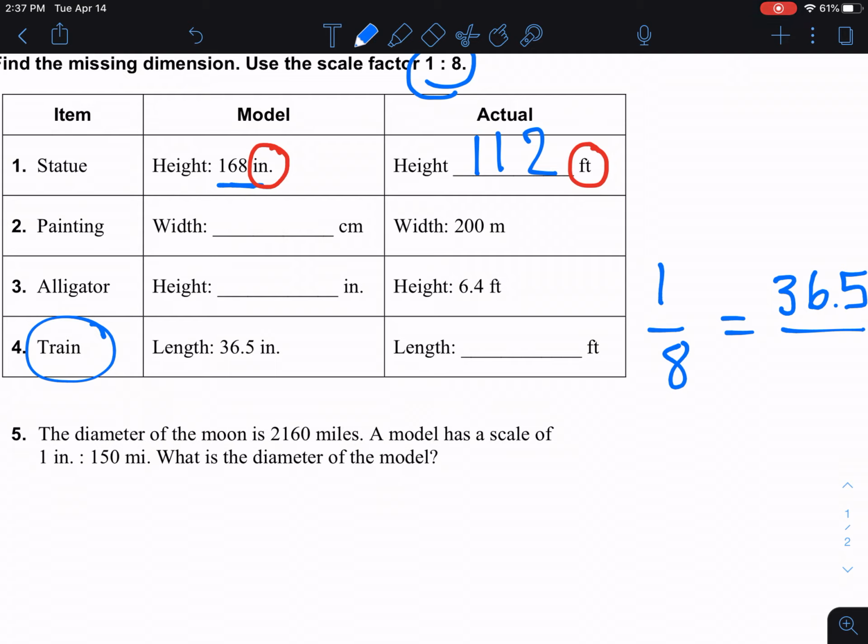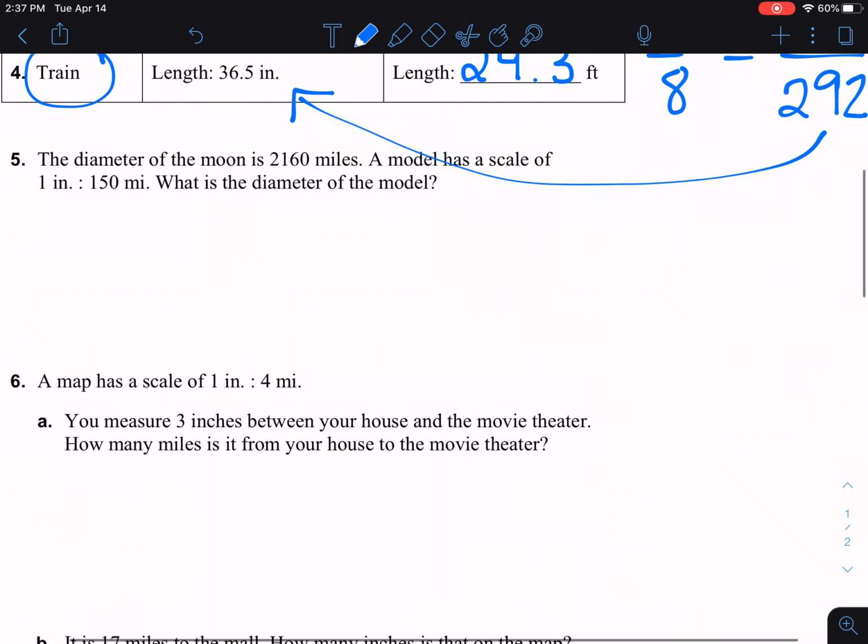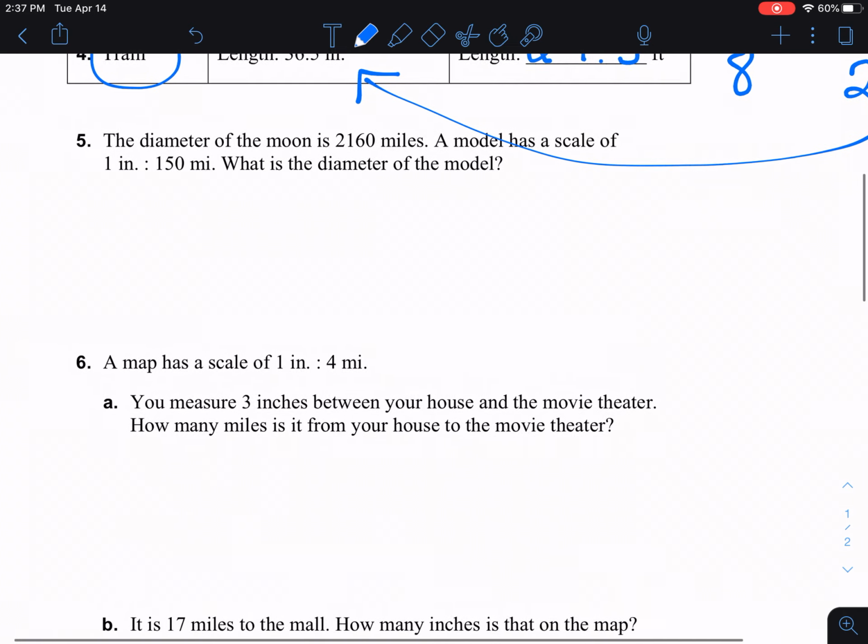36.5 times 8 divided by 1, which would give me 292, but that would be in inches, so I need to convert that to feet. In doing that, I would be just dividing it by 12, and that would give me 24.3 repeating feet. Okay, then let's look at this next one here.